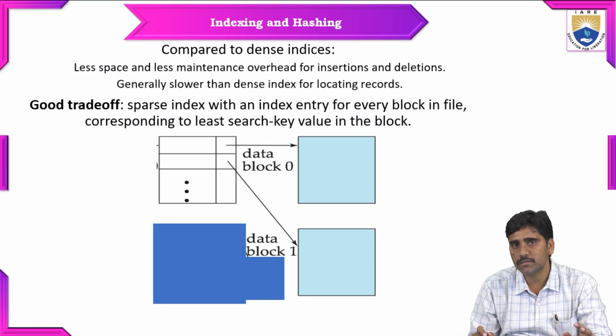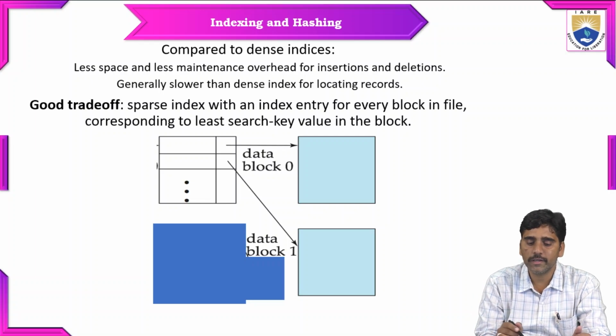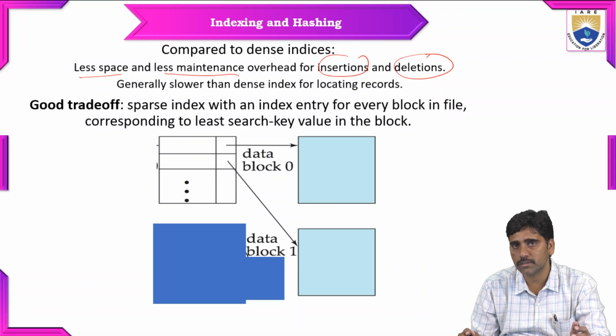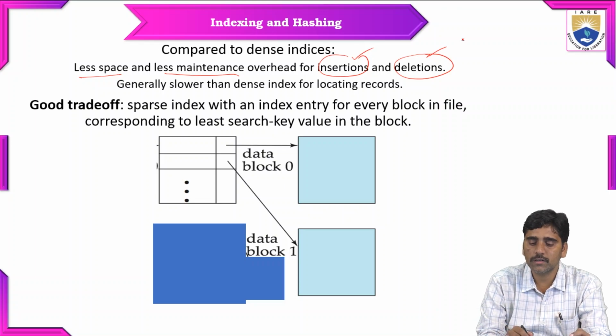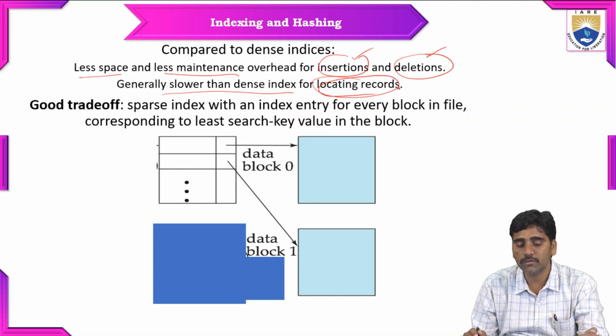So compared to dense indexes versus sparse indexes, sparse indexes take less space and less maintenance overhead for insertion and deletion operations. Compared to dense indices, sparse indices take less space and less maintenance overhead for insertion as well as deletion operations, and are generally slower than dense index for locating records. So sparse indexes are somewhat slower than dense index files for locating records, that is, for finding the record.